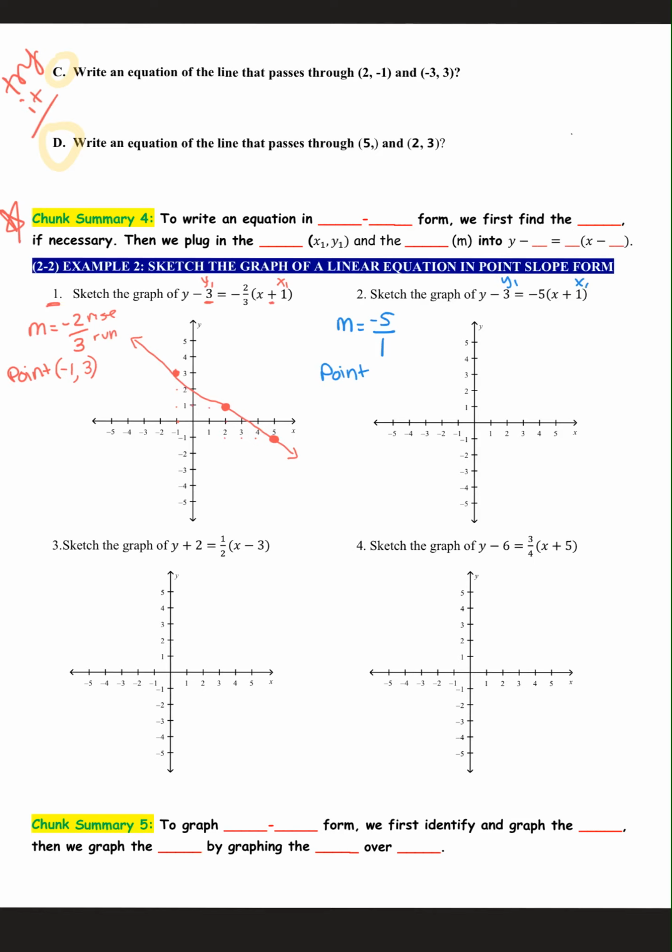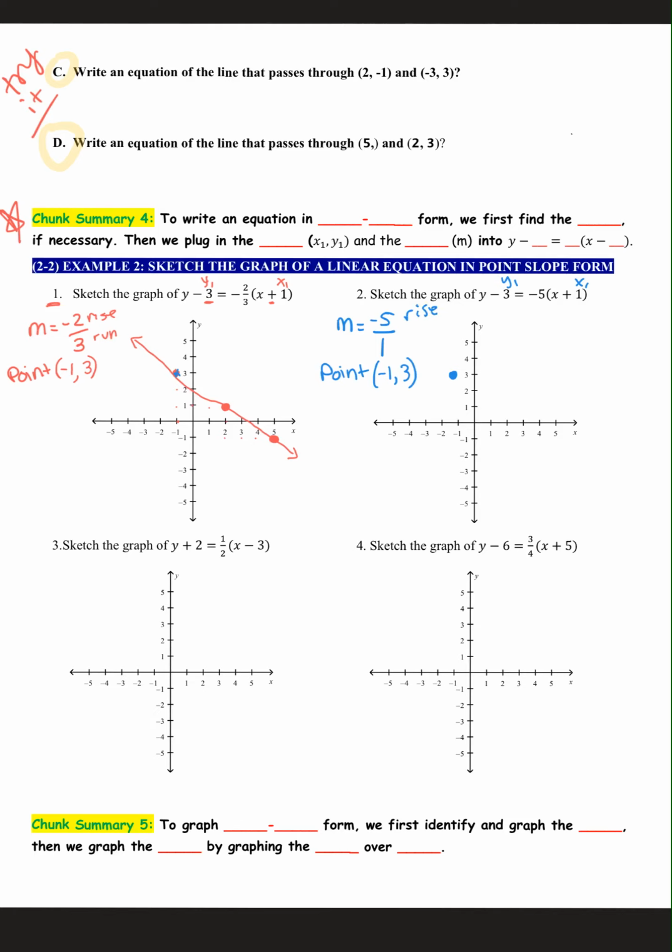How did I get the same point? Okay, well, the opposite of +1 is -1. Opposite of -3 is +3. And now I'm going to graph that point, -1, 3. And if you didn't get some deja vu before, you should, because it's the exact same point as in number 1. And now we're going to do our rise over run.